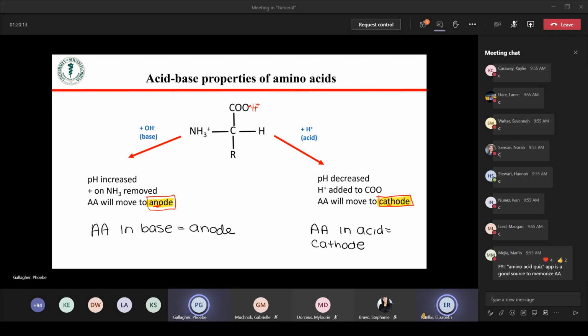Phoebe, I thought anode is actually positive because when an amino acid is in a base, it's more negatively charged, and the negative charge on the amino acid is going to be attracted to the positive cathode. That's the electrical side. So it's going to be attracted to the opposite. Yeah, because I think it's supposed to be for gel electrophoresis. Yes, exactly. That makes sense. I will double check that. Let's move on.